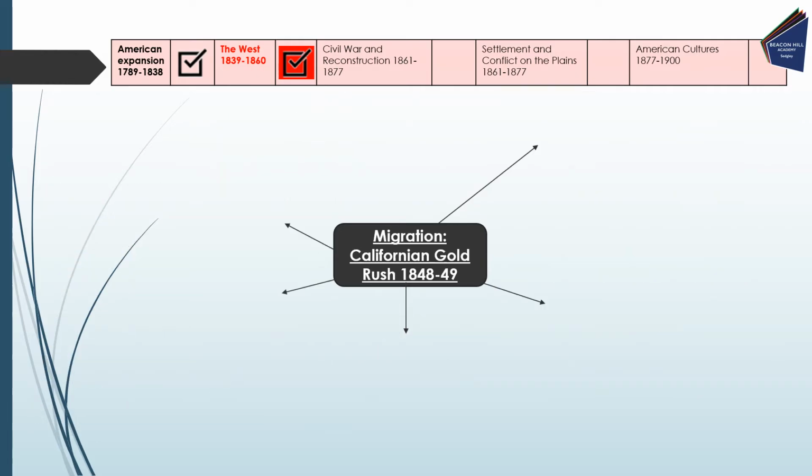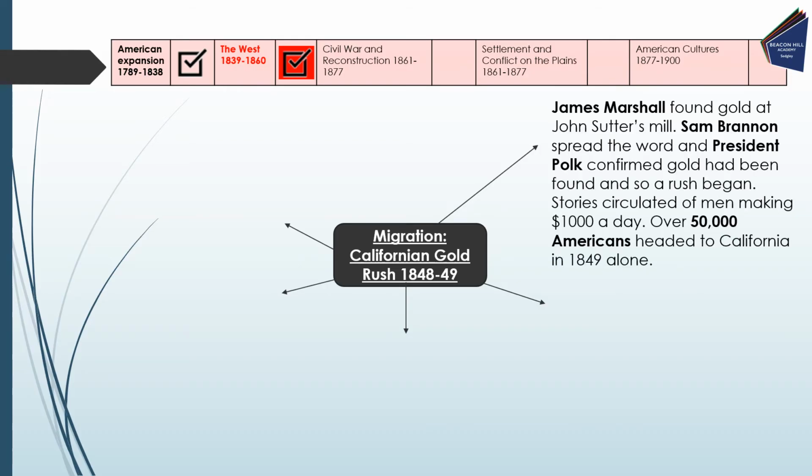So the second group that you may consider when you are writing your answer on migration west, if that came up, would probably be the California Gold Rush, or the 49ers. So first of all, how was gold discovered? It was discovered by James Marshall, who found gold at John Sutter's mill.